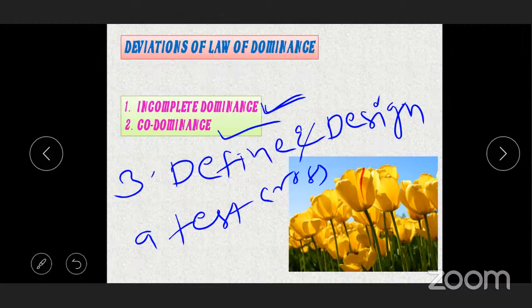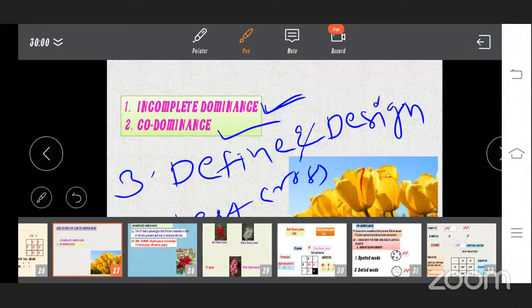So how many questions are there? I'm giving 3 questions to you for your homework. Complete your homework in time and send your answers to your concerned lecturers in your college. First question, explain incomplete dominance with example. Explain codominance with example. And the third question, define and design a test class.